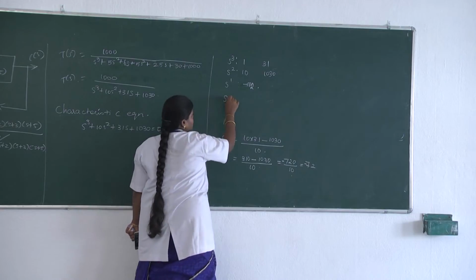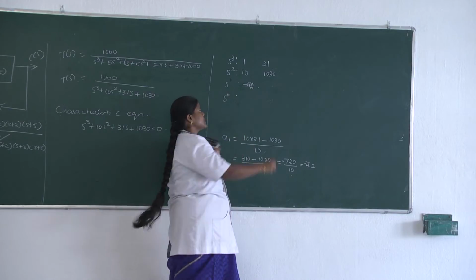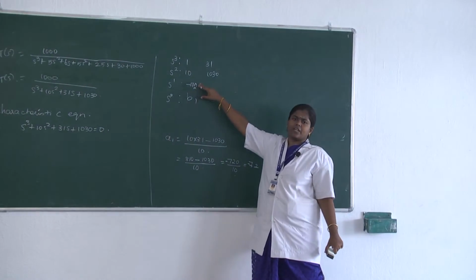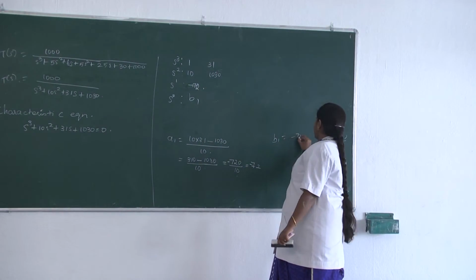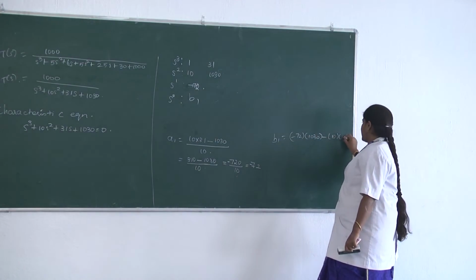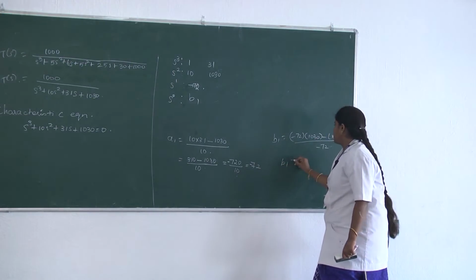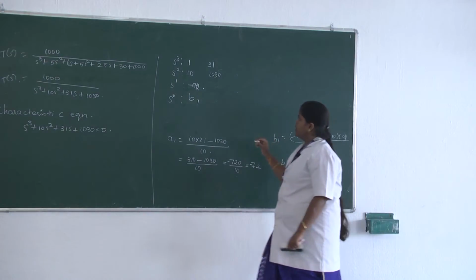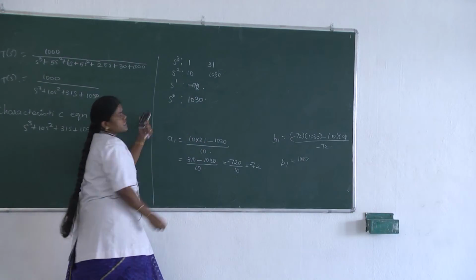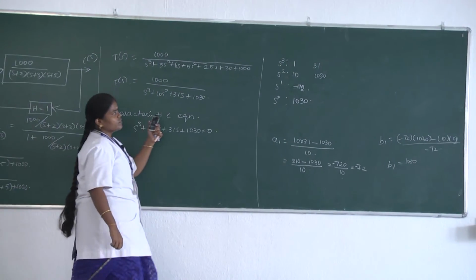So let me go to the next row, S^0, which is going to be given by this equation. Let me consider this as B1, and this B1 value is given as (-72 x 1030 - 10 x 0) / -72, which gives B1 equal to 1030. So let me replace this value of B1 by 1030. This is the Routh array which we have formed for this characteristic equation.